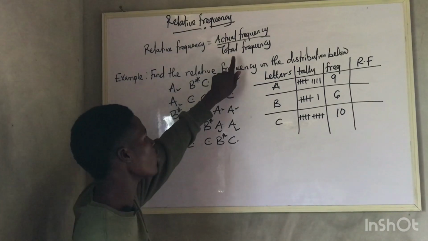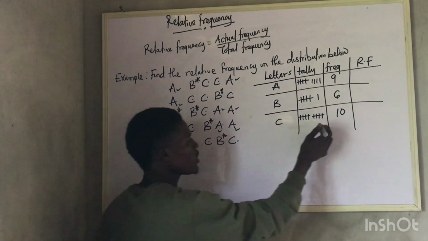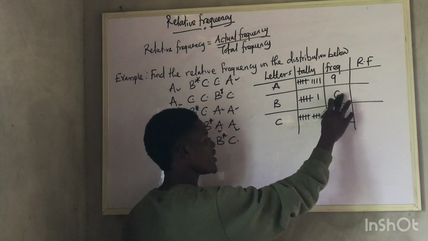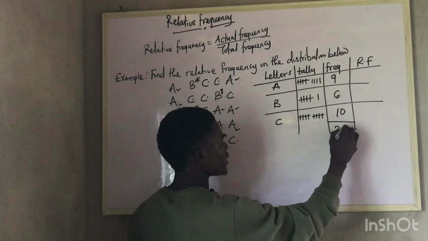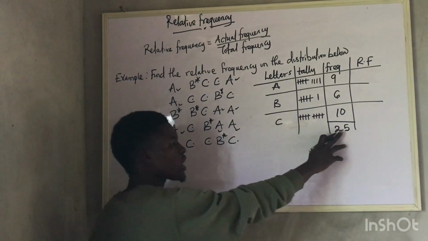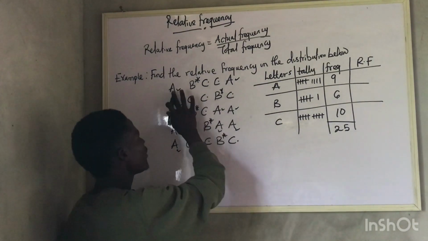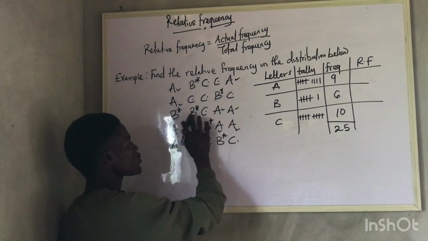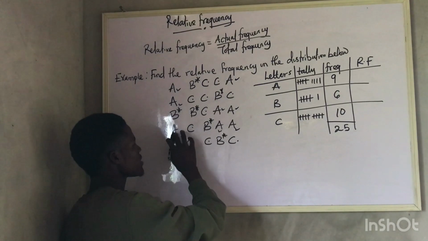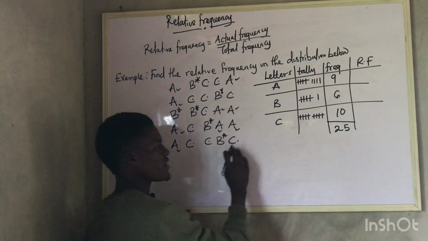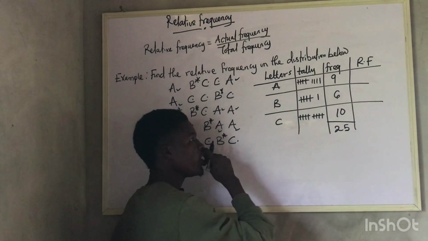Actual frequency over total frequency. So what is the total frequency I have here? That will be 9 plus 6, 15, 15 plus 10, 25. And if you count everything you have here, it must also total to 25. So I have 1, 2, 3, and so on up to 24 and 25. So that means our values here are very correct.